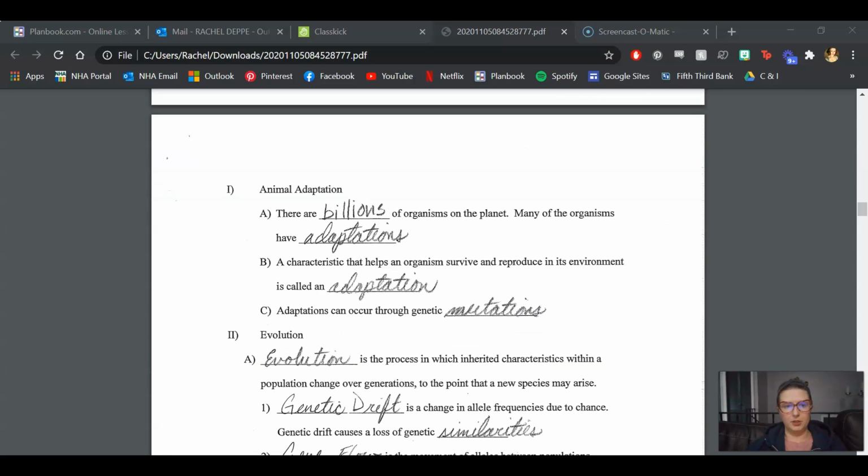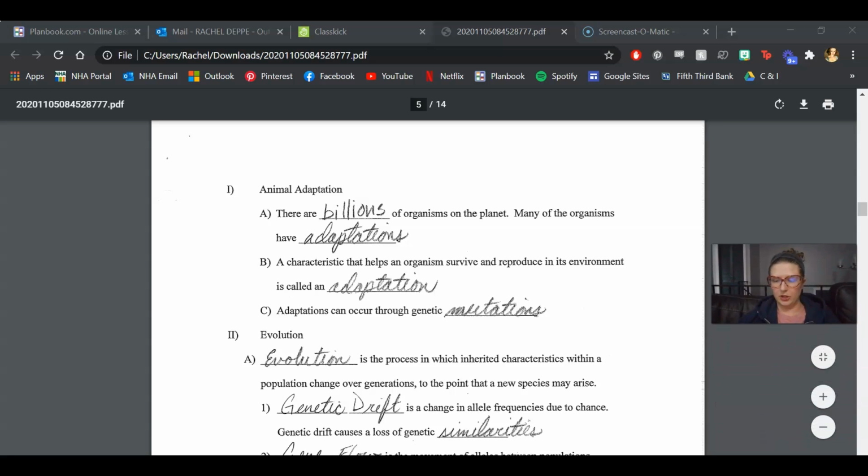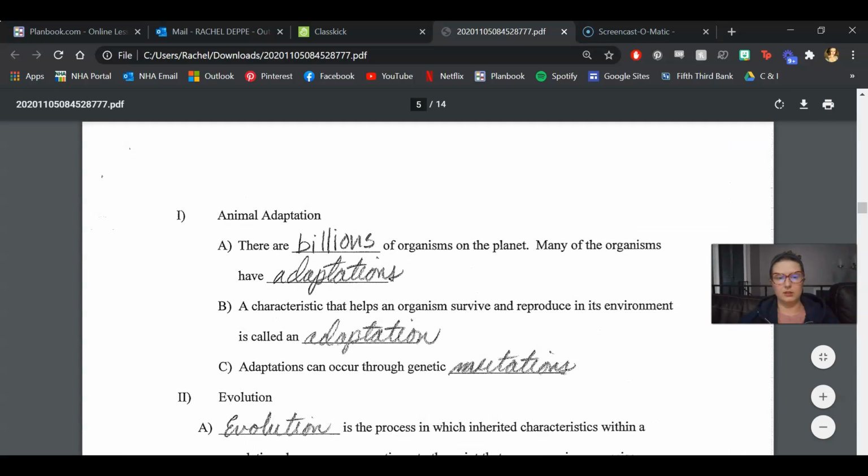Okay, so we're going to start with animal adaptation. So animal adaptation is how animals change to fit their environment. So there are billions of organisms on the planet. Many of the organisms have adaptations. A characteristic that helps an organism survive and reproduce in its environment is called an adaptation. Adaptations can occur through genetic mutations.